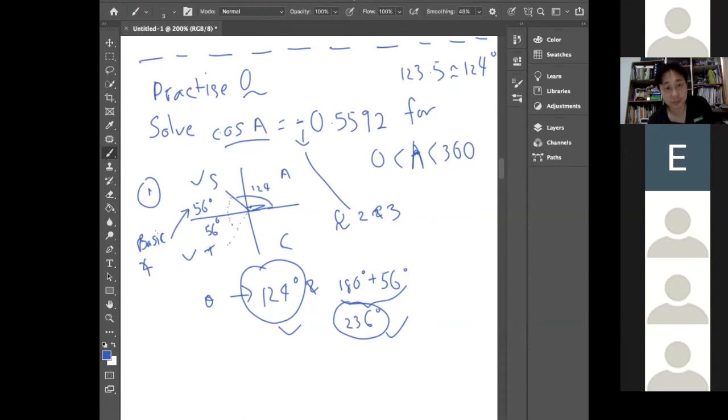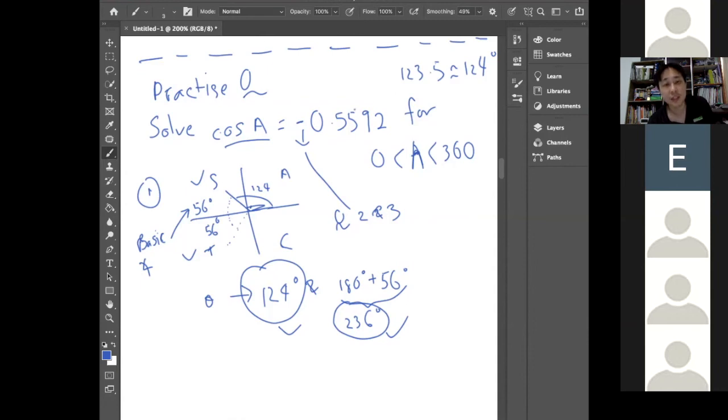Alright, I'm back. So the next question is, that's how Sini was trying to find the basic angle, right? Inverse cos of 0.55 is 124. The basic angle is 180 minus 124. The basic angle is 56. So knowing the basic angle, we just find the value of A for quadrant 2 and quadrant 3.